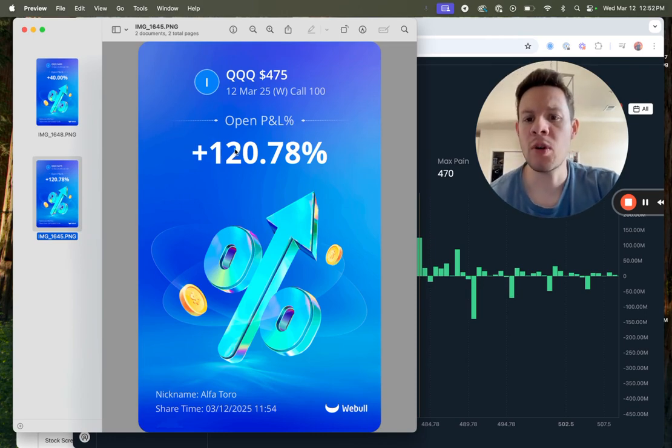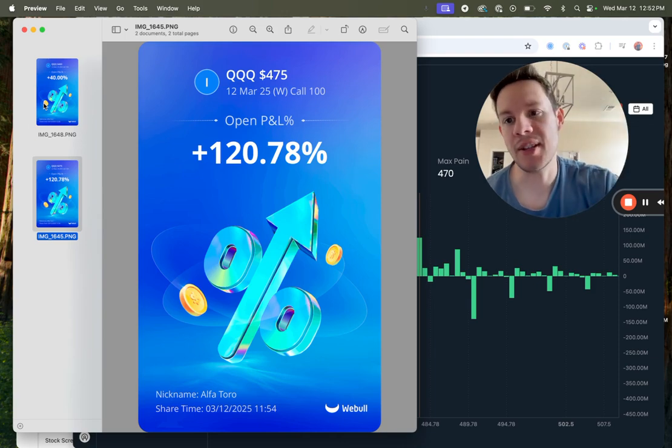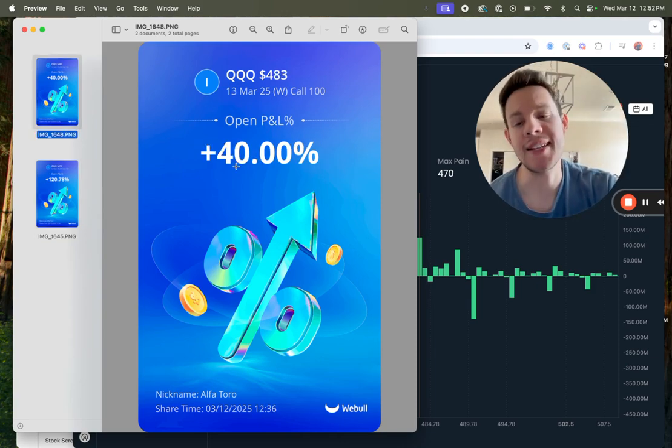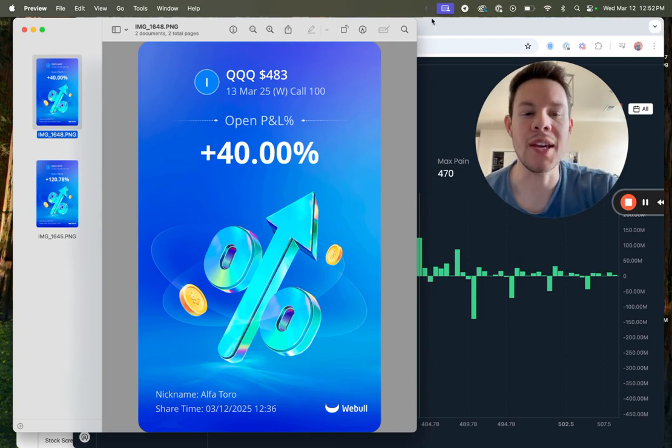So this 120, actually I got stopped out at 90%. So that was just a stop loss, and I took that. And then this one, once it hit 40%, I set a 20% trailing stop loss. So in total, it was about 110% in total returns with QQQ. They were all day trades.